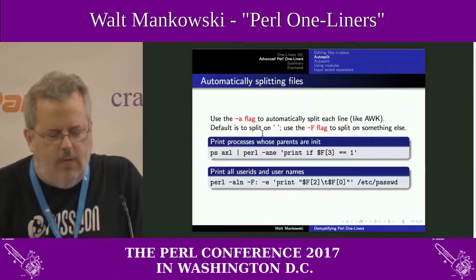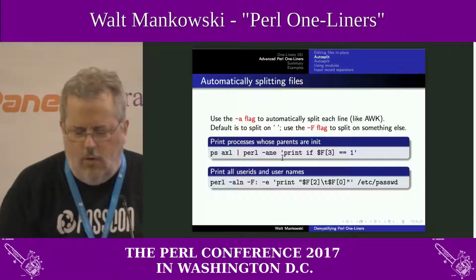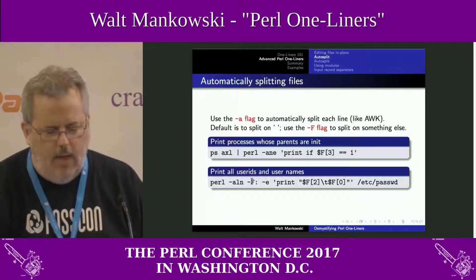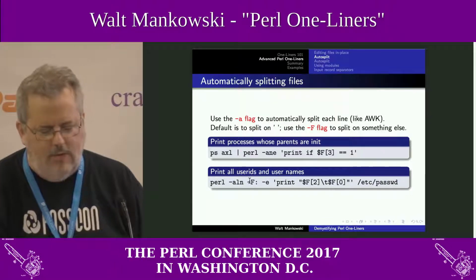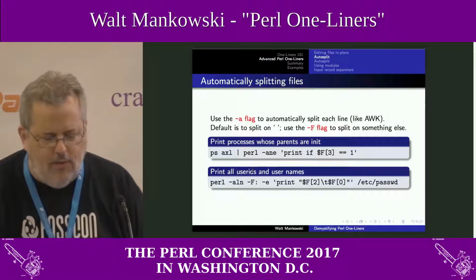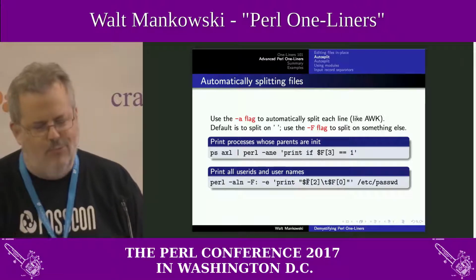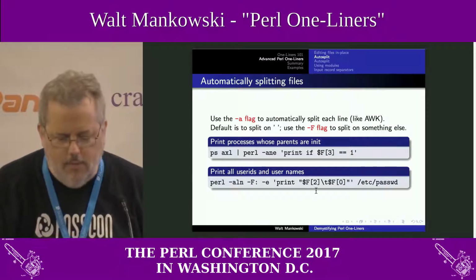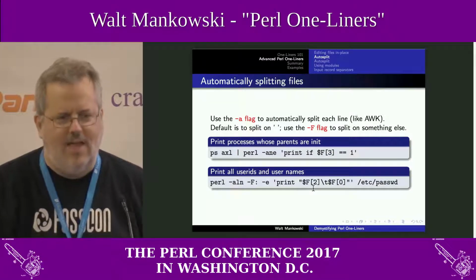So if you want to split on something other than spaces, like if you want to go through /etc/passwd, which is delimited by colons, then you say -F, and here you say -F colon, and that means split on colons. And here is what I want to print: the user IDs and the usernames, which just happen to be in those columns. I think it's the 3rd column and the 1st column here, or the 2nd and the 0th.